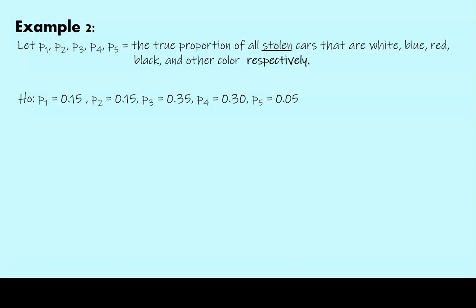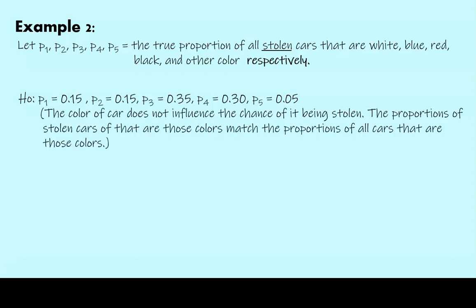So for example, if 15% of all cars are white, then I would expect that 15% of all stolen cars were white if it doesn't make a difference what color the car is if it gets stolen. So the color of car does not influence the chance of it being stolen. The proportion of stolen cars of those colors match the proportion of all cars that are those colors.